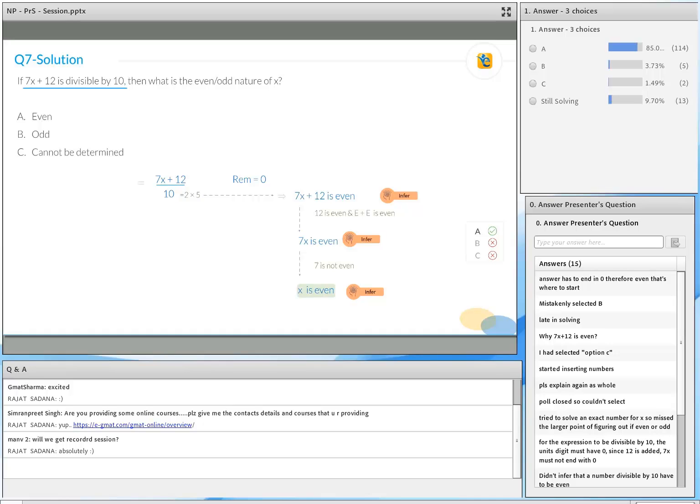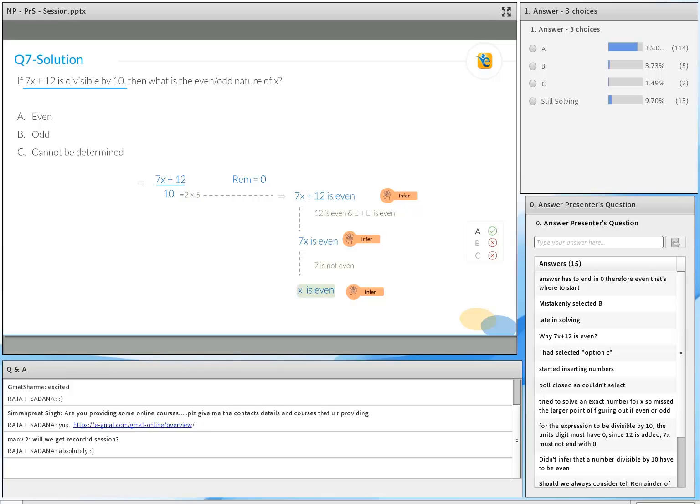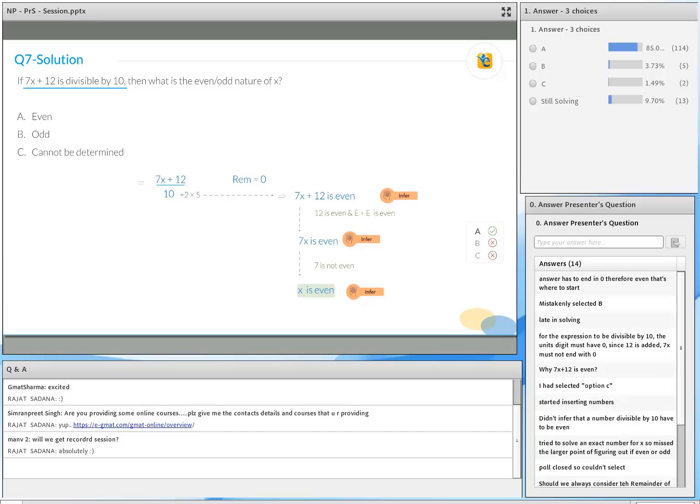Now, for those of you who didn't infer that a number divisible by 10 has to be even, that's a skill that you need to build upon. I mean, you know what you are lagging in. Okay, you know the even odd concept, but you don't know it enough. You haven't practiced it the right way such that you can draw these inferences, because these are the most basic of the inferences that you should be able to draw. Okay. All right, sounds good.